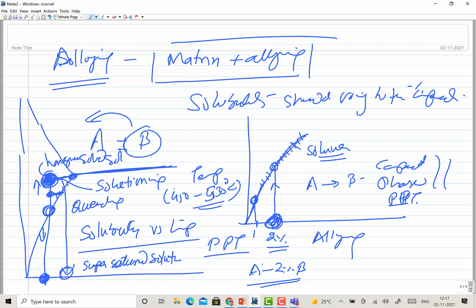So after solutionizing by heating to the high temperature for sufficient time, which may range from say 30 minutes to 1 hour, that's very common, and if it is a casting of very large size, it may keep on adding, say 30 minutes for each 1 inch section. Okay, so after solutionizing, it is rapid cooling or quenching to form the supersaturated solid solution.